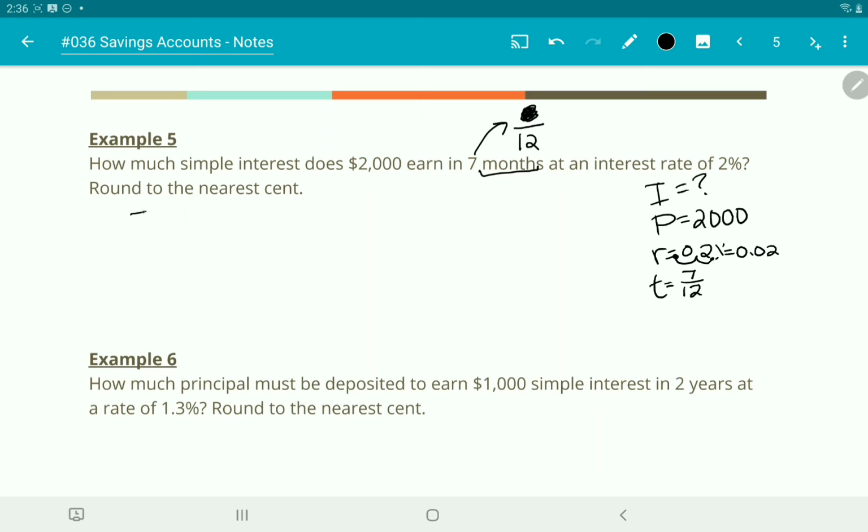So again, we're looking for I. I is equal to P times R times T. So the principal we said was 2,000. The rate was 0.02, and then the time would be the 7 over 12. You can just type this into a calculator. If you do type that into a calculator, first off, make sure you have parentheses around things, and make sure you put 7 divided by 12. You would get that you earned $23.33 in interest. So that's how much interest $2,000 would earn in 7 months at an interest rate of 2%.